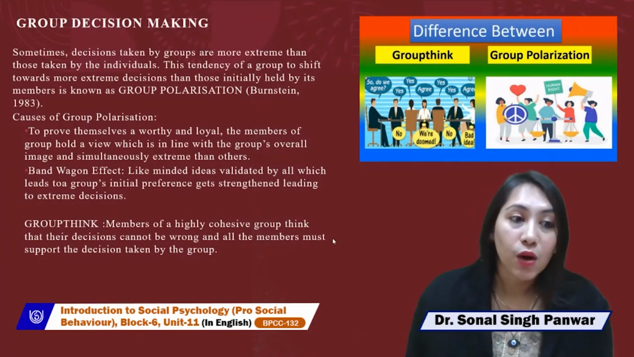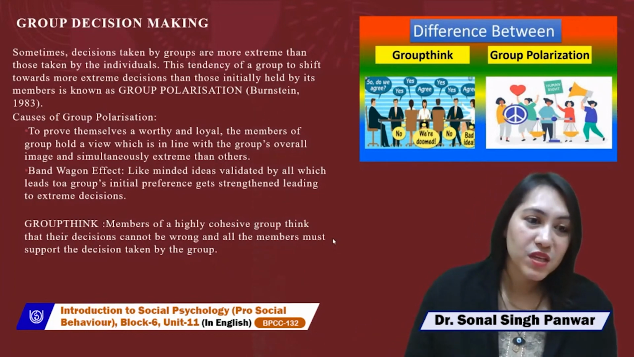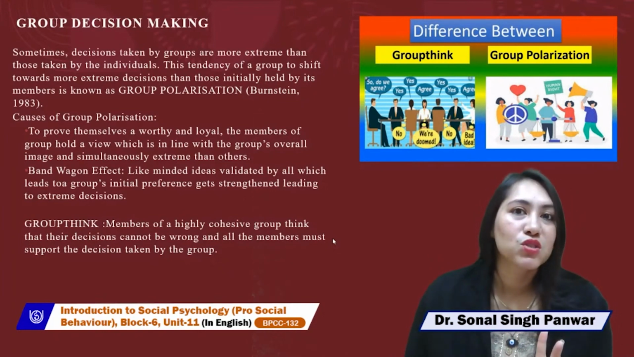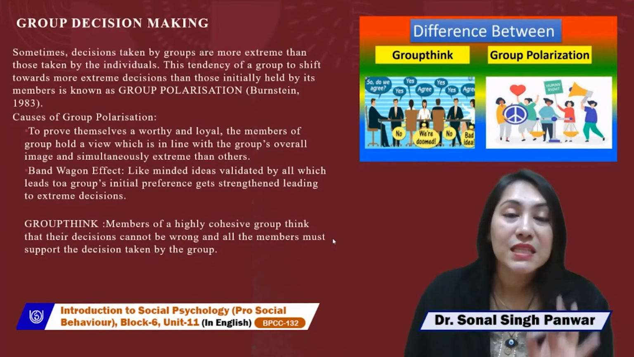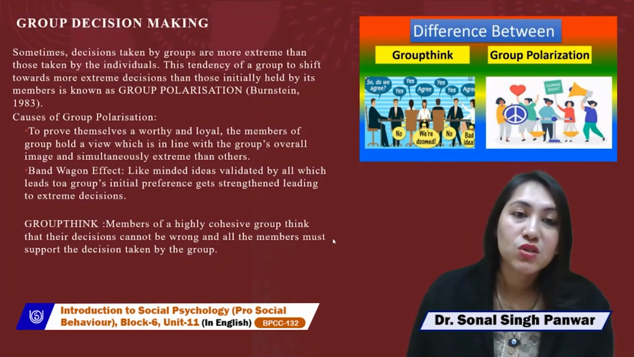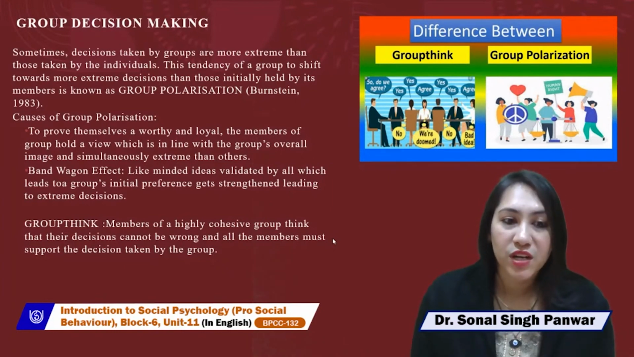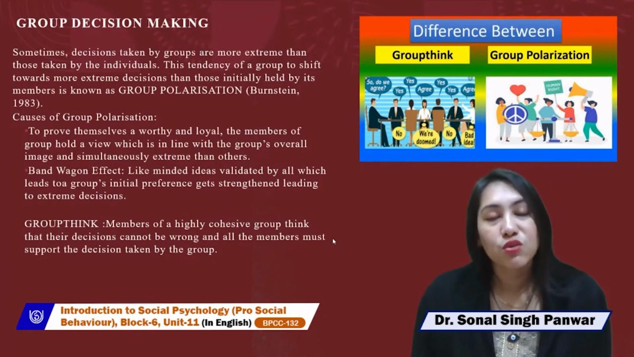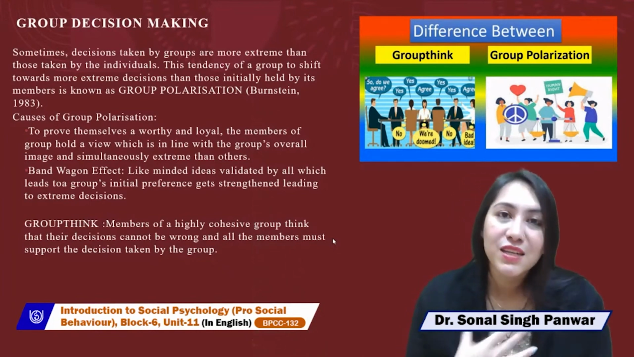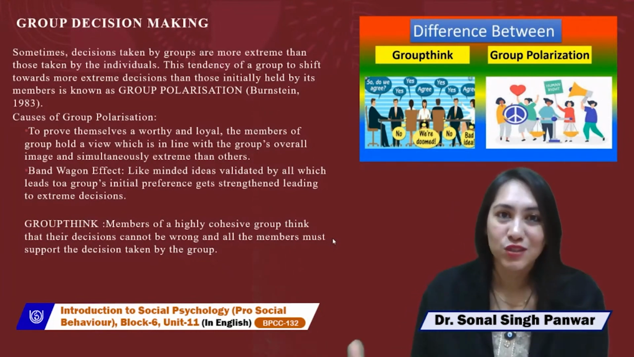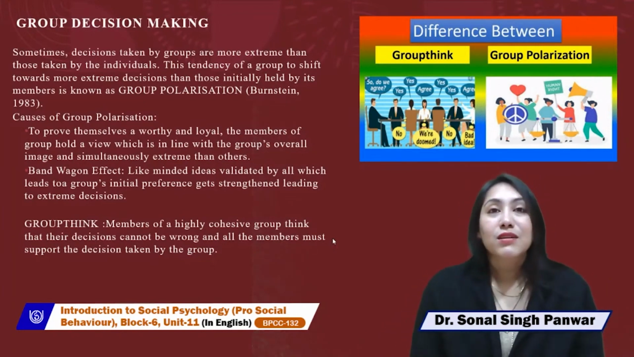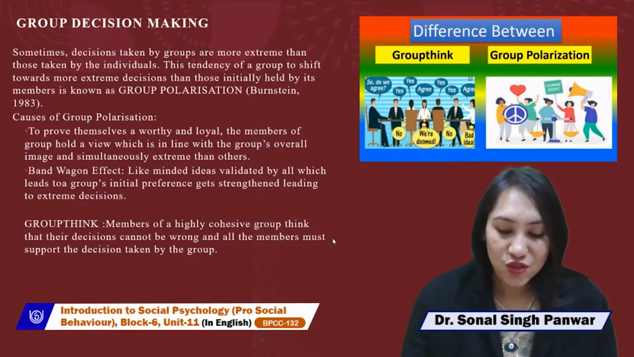Now, another kind of group decision making which we talk about is groupthink. Groupthink is not happening because of like-mindedness, or because you feel worthy and loyal to one another. That is extremity of groups. This is irrational decision making that takes place because we are highly cohesive with one another. We don't know if the group which is deciding is right or wrong. We say yes to that decision because we are highly bonded to that group. So extreme cohesiveness leads to groupthink, and like-mindedness leads to group polarization.